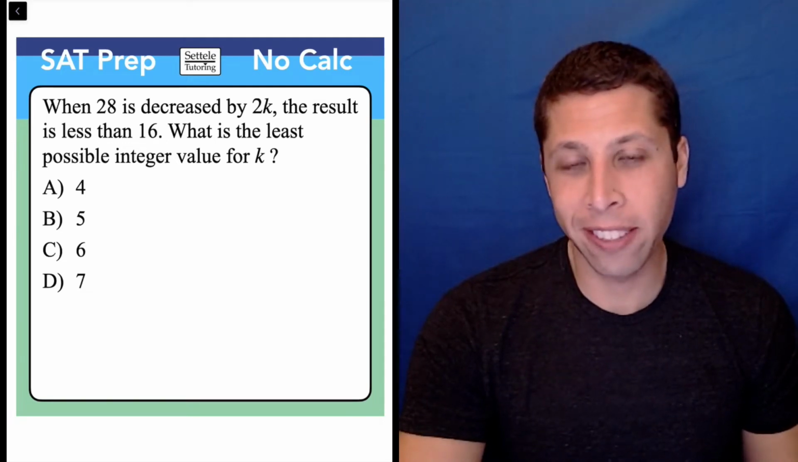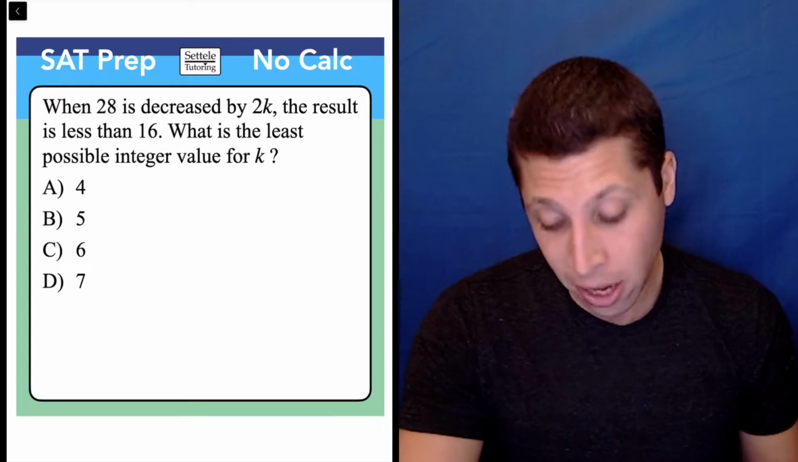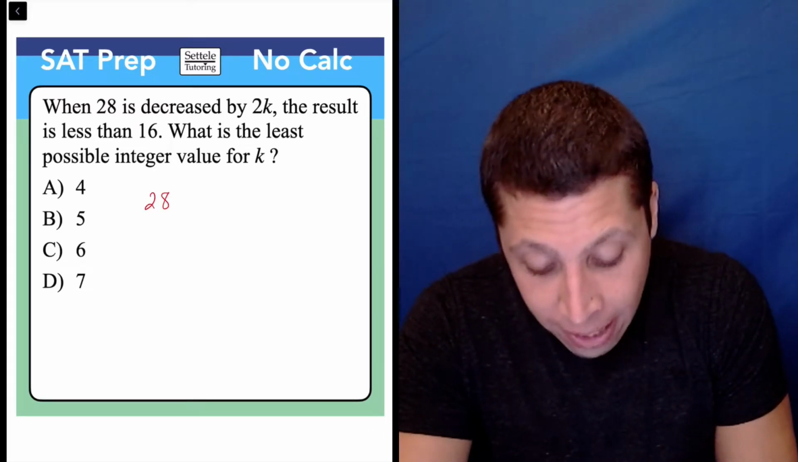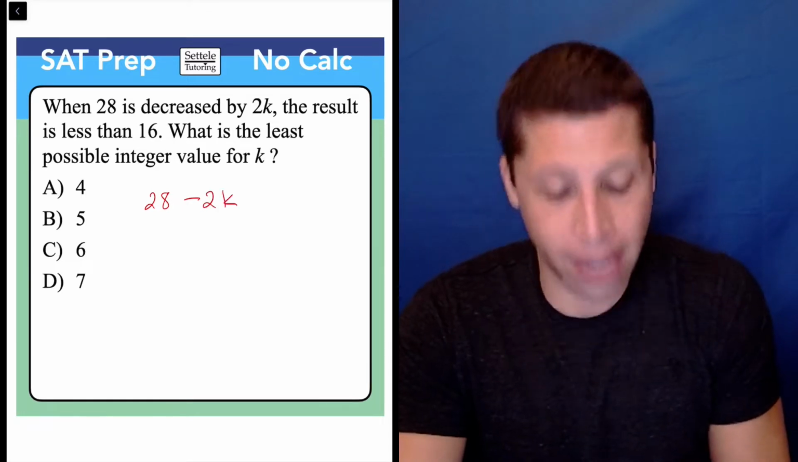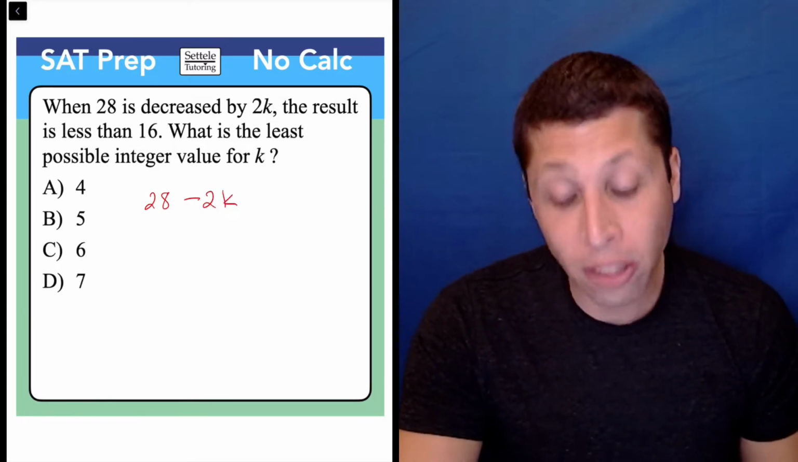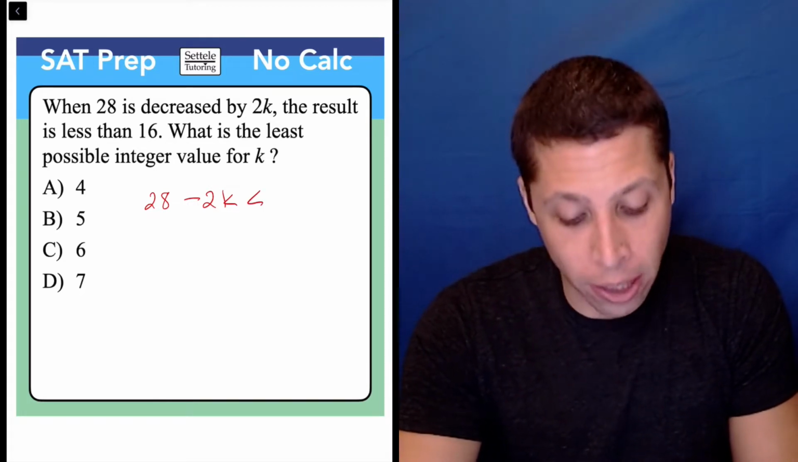This question sounds like it's got a lot of instructions, but let's just take it one step at a time and turn it into an equation. When 28 is decreased by 2k, so 28 is decreased by 2k, so 28 minus 2k seems like a good match. The result is less than 16, so you got to remember your inequalities.